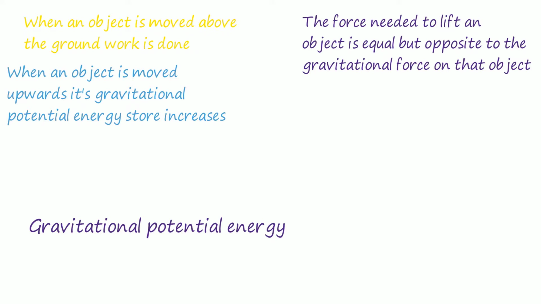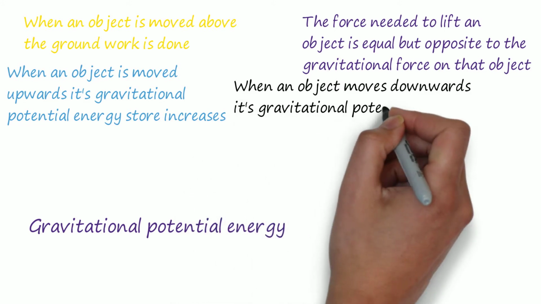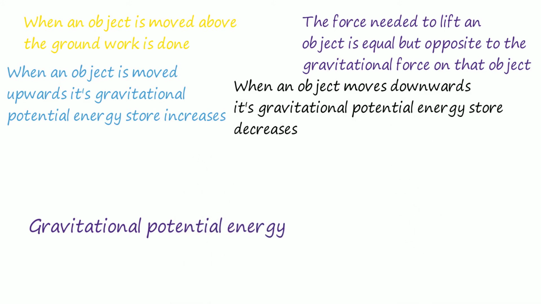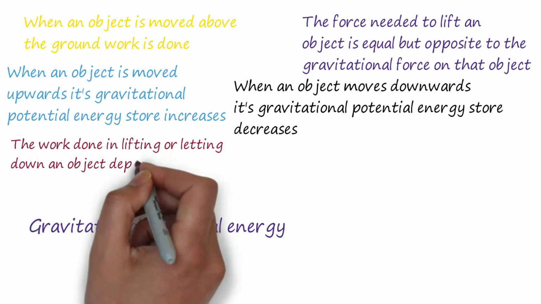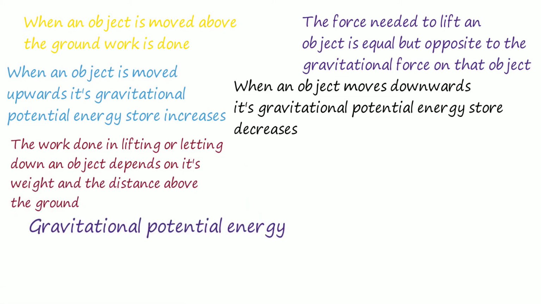So if you wanted to lift an object of weight 60 newtons, you would have to use a force of 60 newtons. Some key points to note are: when the object is moved upwards, its gravitational potential energy store increases. This increase is equal to the work done on it by the lifting force to overcome the gravitational force, or its weight. When the object moves downwards, its gravitational potential energy store decreases. The decrease is equal to the work done by the gravitational force, or its weight, acting upon it.